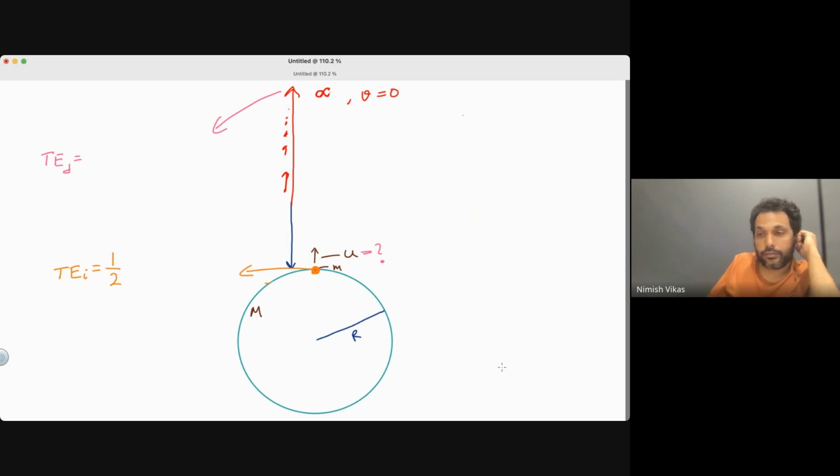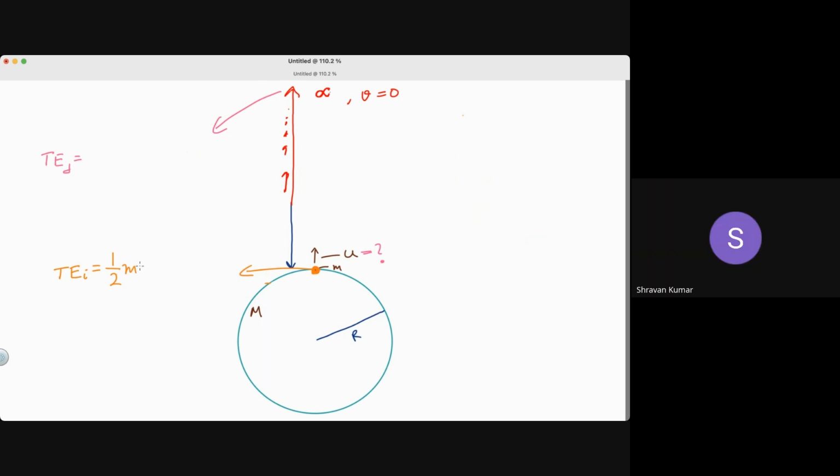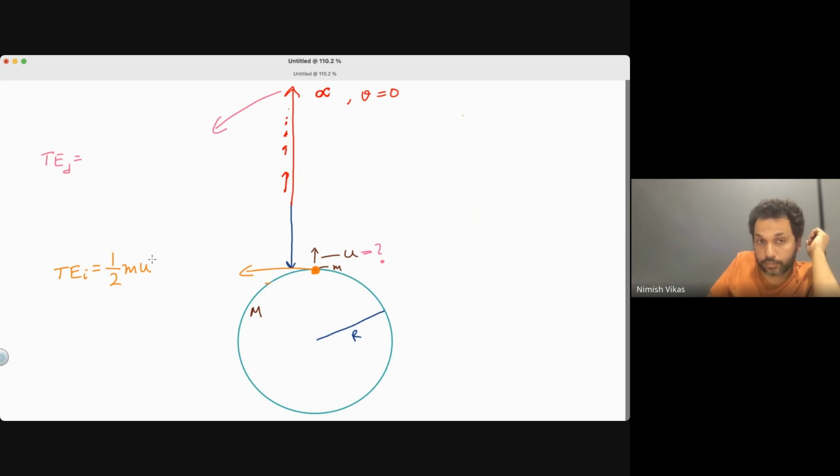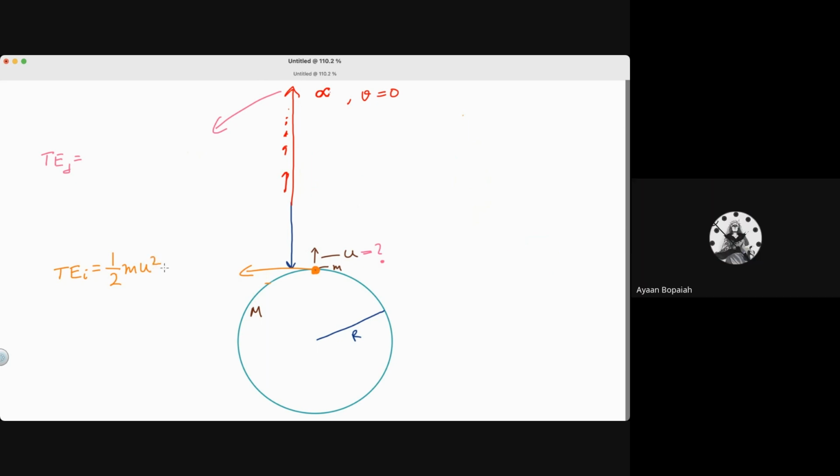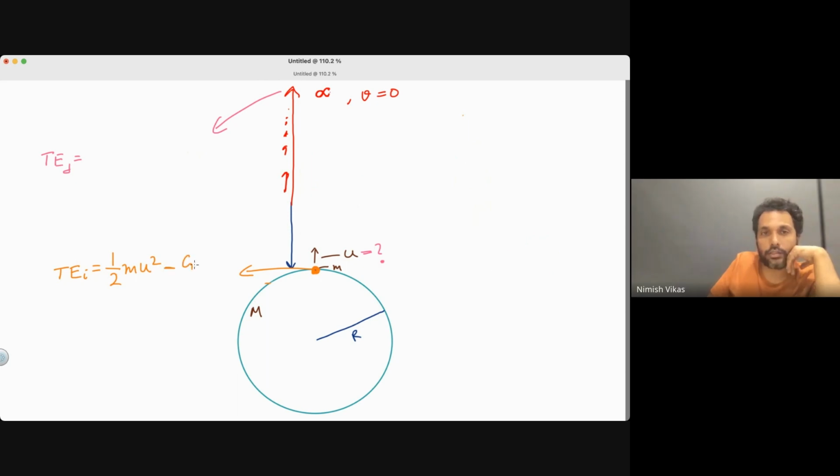Okay, what was I saying again? Half m, what will it be? Half m u square plus G minus GMm by R. Not a plus, minus GMm by R. Lovely to hear at least a few voices, because that's the distance.